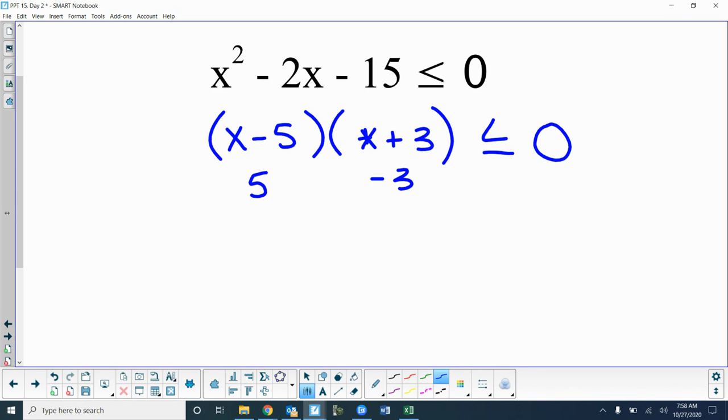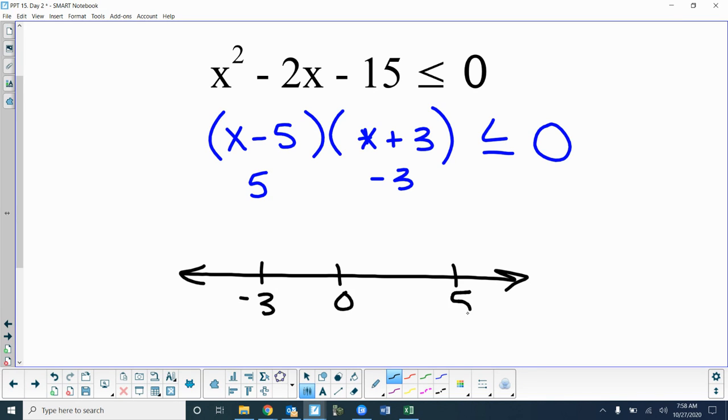Right, Wordman? All right, so to draw our graph of this, put -3 where it goes, 0's here, 5's up here. All right, we call those critical values. So since it's less than or equal to, we'll put a solid dot on both. If it was not equal to, I would just put open circles.